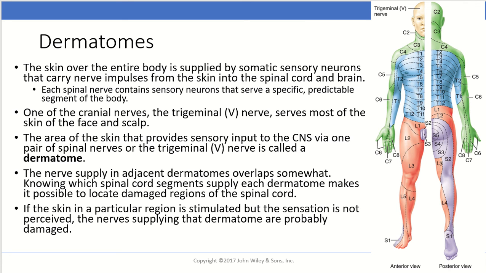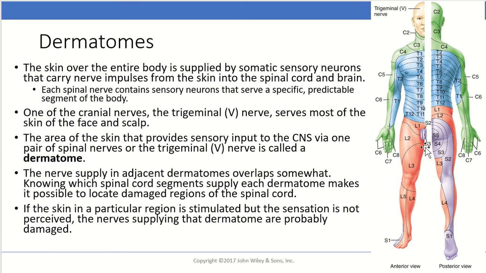One of the cranial nerves, the trigeminal nerve, is going to serve most of the skin of the face and the scalp. The area of the skin that provides sensory input to the central nervous system via one pair of spinal nerves or the trigeminal nerve is called a dermatome. The nerve supply in adjacent dermatomes is going to overlap somewhat. And knowing which spinal cord segment supplies each dermatome makes it possible to locate damage to regions of the spinal cord. So if a dermatome region is stimulated and the sensation is not perceived, that would indicate that the nerves supplying that dermatome are possibly damaged.